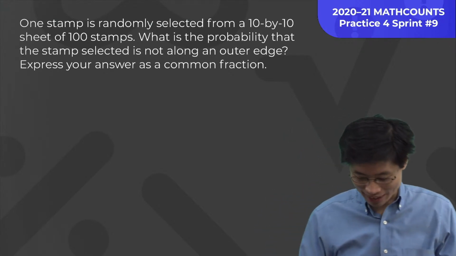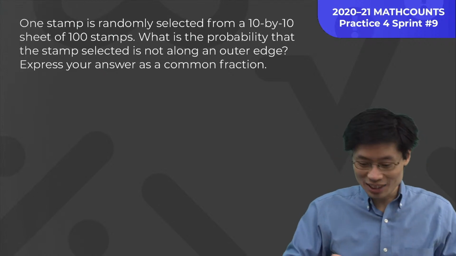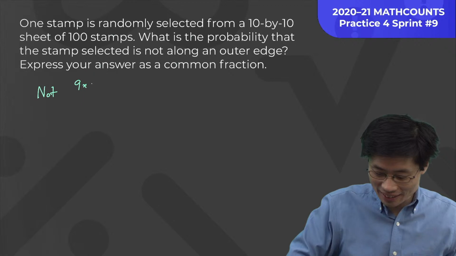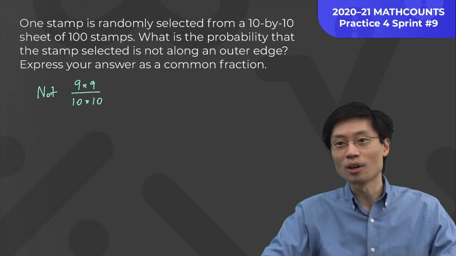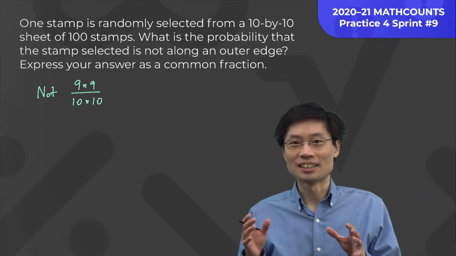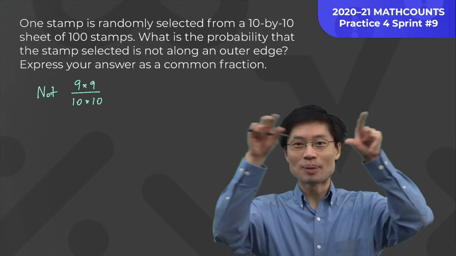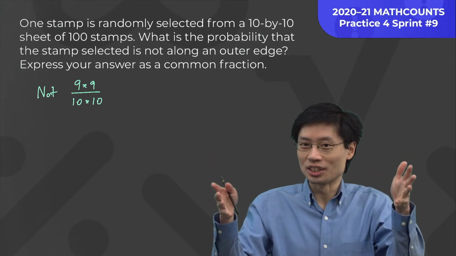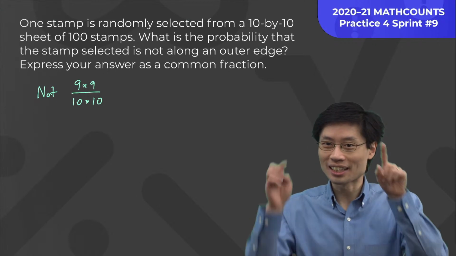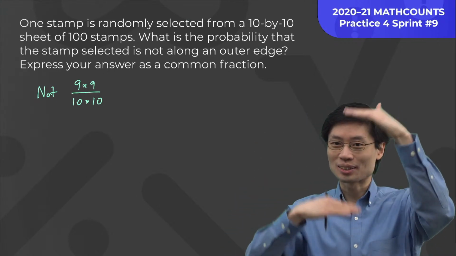This is a trick question. The answer is not 9 times 9 over 10 times 10. I got this kind of thing wrong so many times when I was in middle school. Where it's like, oh yeah, so 10 by 10, right? So just avoid the edge. So avoiding the edge is 9 times 9, right? Oops, there's edges on all sides, like the top and the bottom.